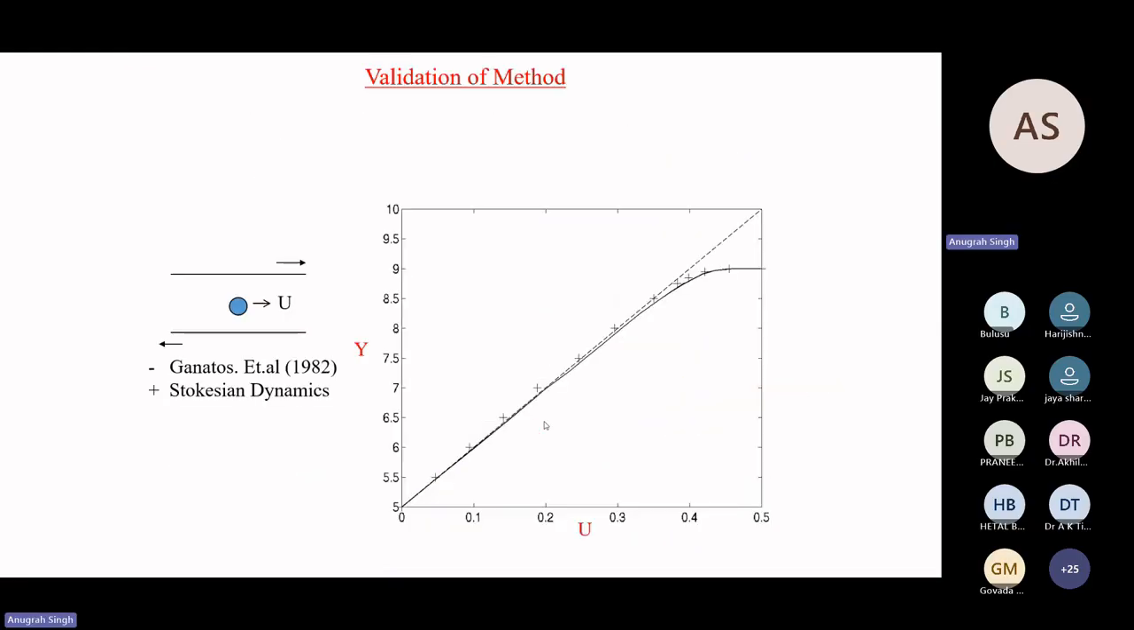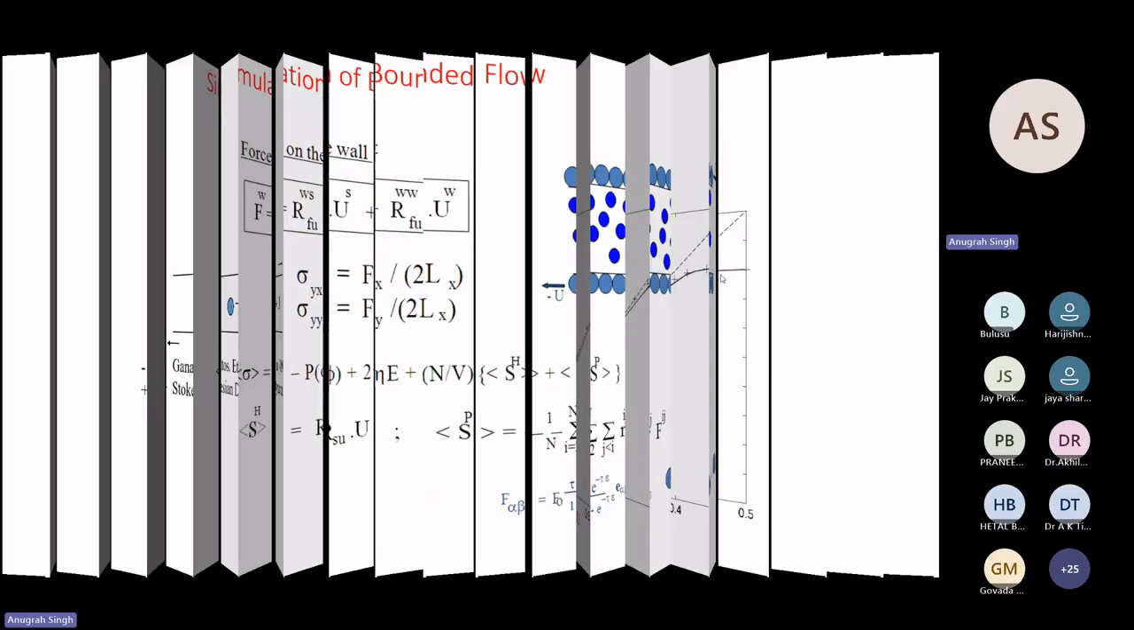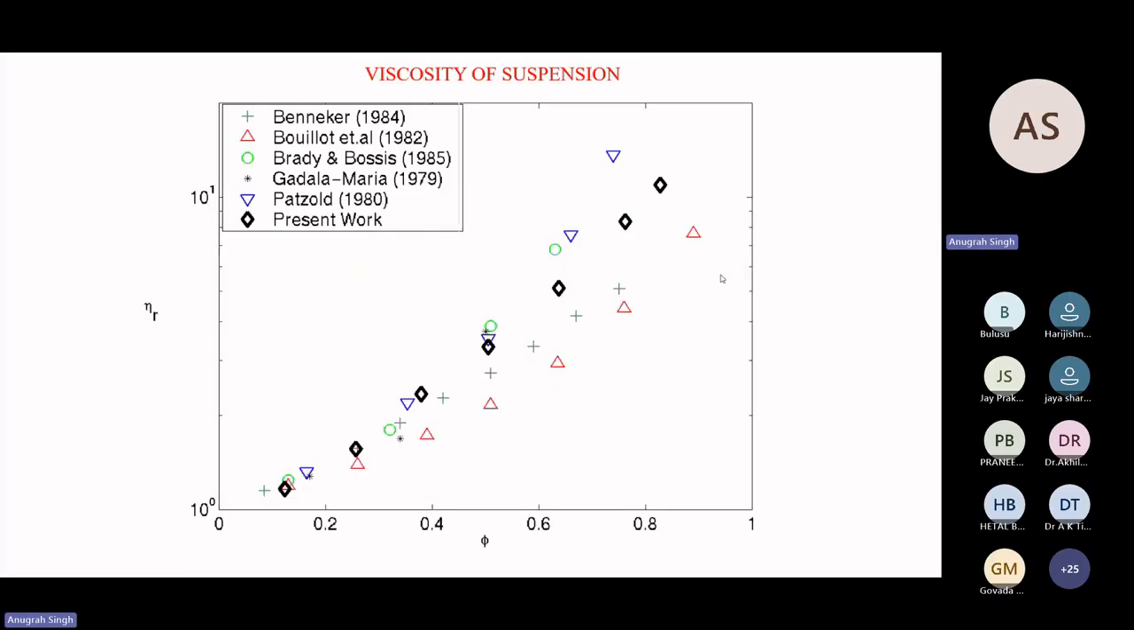Of course, just like any method, you have to validate. So there's a validation with other methods which are not Stokesian dynamics, which are fully resolved methods where you are solving the full Stokes equation, not neglecting any term. You see a good match is there. Bounded flow, and this is the relative viscosity against volume fraction. So you see this is the SD simulation and these are experiments. You can see a good match.